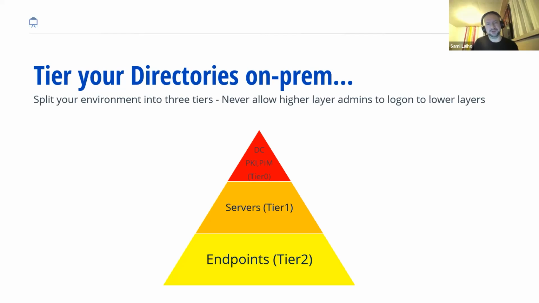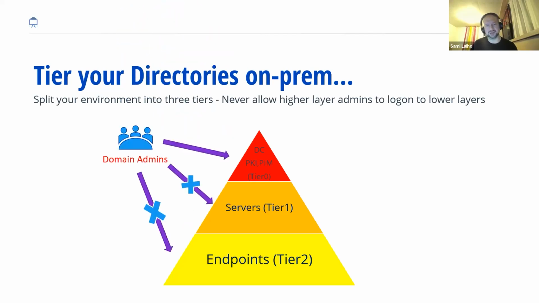The most important thing you can do is make sure that your domain admins cannot access anything but your domain controllers and your privileged access workstations. You have to have group policies in place that prevent domain admins from logging onto those workstations, for example. So your most important task is to separate high privileges from potential access to malware.